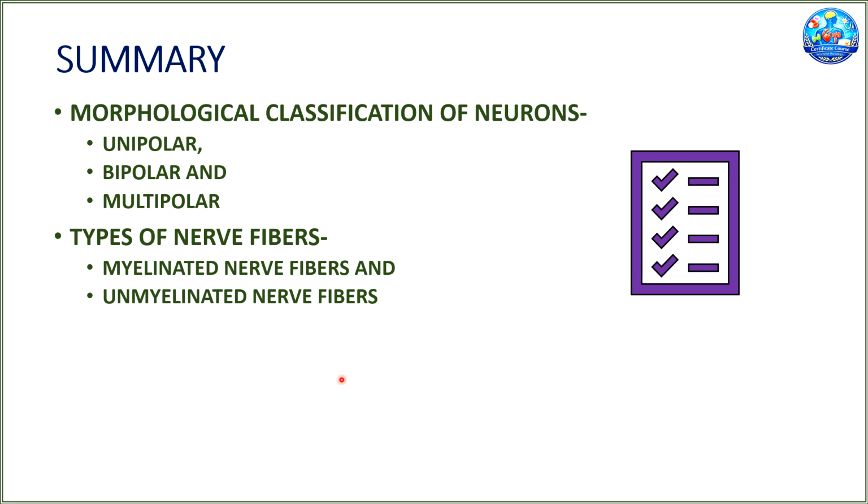We have seen the morphological classification of the neurons. Based upon the morphology, they are classified into unipolar, bipolar, and multipolar. Then coming to the nerve fibers, based upon the presence of the myelin sheath or its absence, these are named as myelinated nerve fibers and unmyelinated nerve fibers.